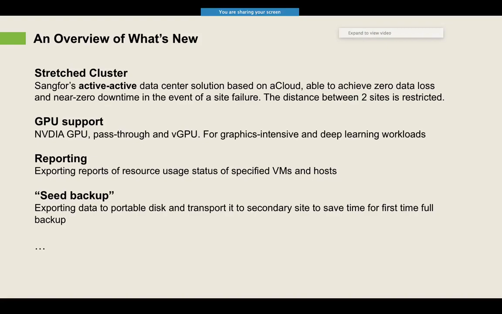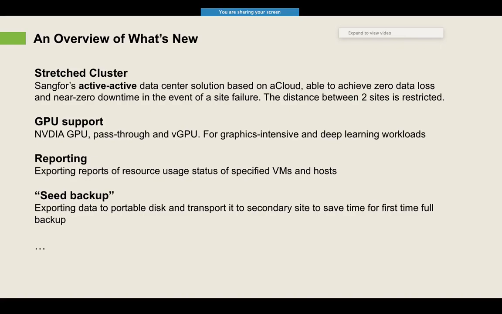First, we've added stretched cluster for active data center. So now customers can deploy an active solution with our aCloud. We know that ever since 5.806, we added disaster recovery orchestration and management on the aCloud platform so that the customer can have a very high level of protection for their business. The RPO can be as minimum as 1 second if the environment is good enough, and the RTO can be several minutes.